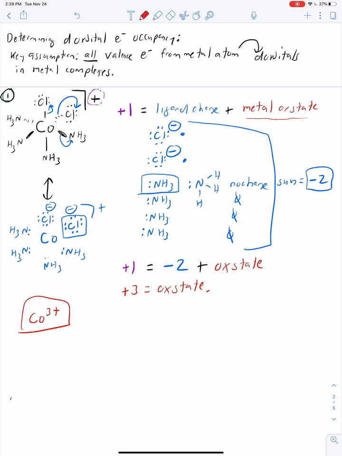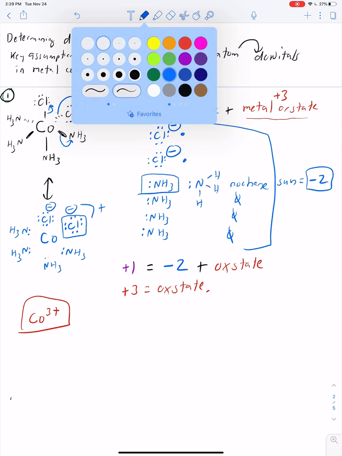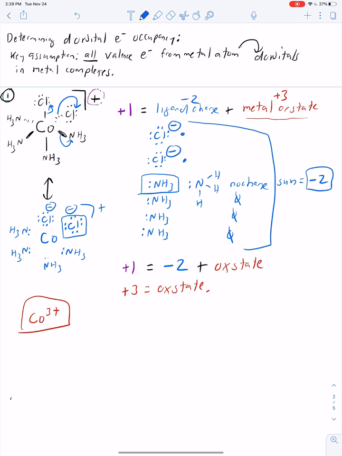That's two ways to say the same thing, right? So what I've basically concluded is that the metal oxidation state is +3, the overall ligand charge is -2, and how do those two things play with each other? Well, if I have a +3 and a -2, that results in an overall +1 charge. And so that's how all these different charges play with each other.